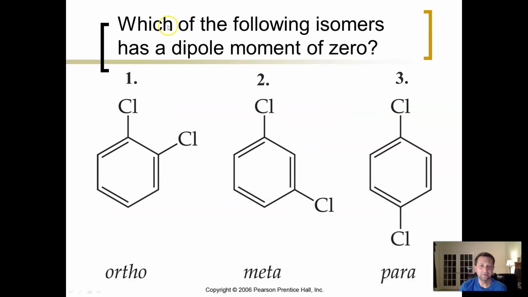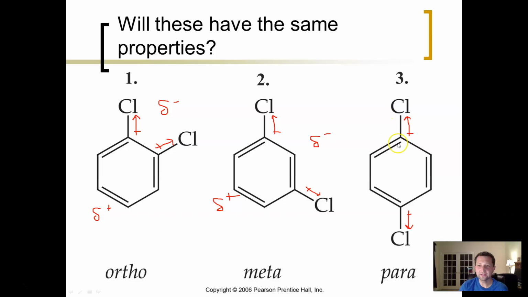So I jumped ahead a little bit here. Which of the following isomers has a dipole moment of 0? That would be number 3. I just showed you that on the previous slide right here. So the dipole moment of 0 really means the dipoles kind of cancel out, nonpolar. So you end up with number 3 for that one.